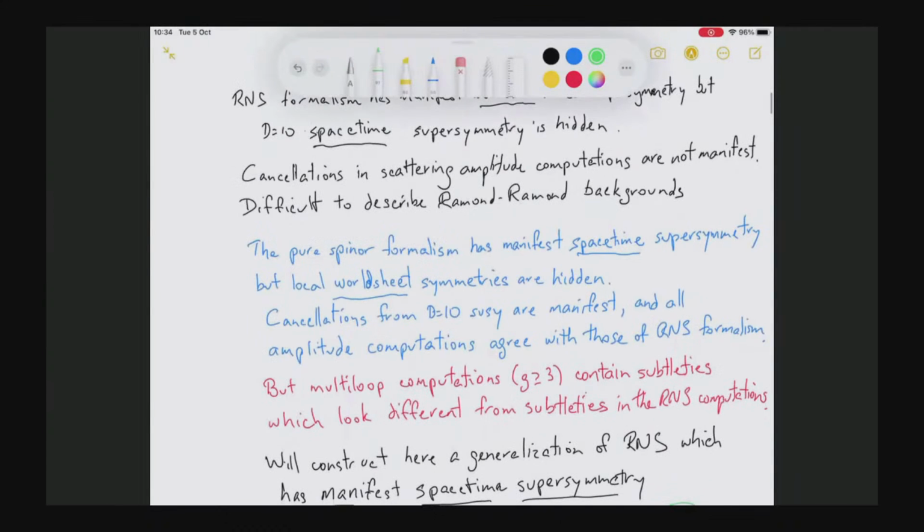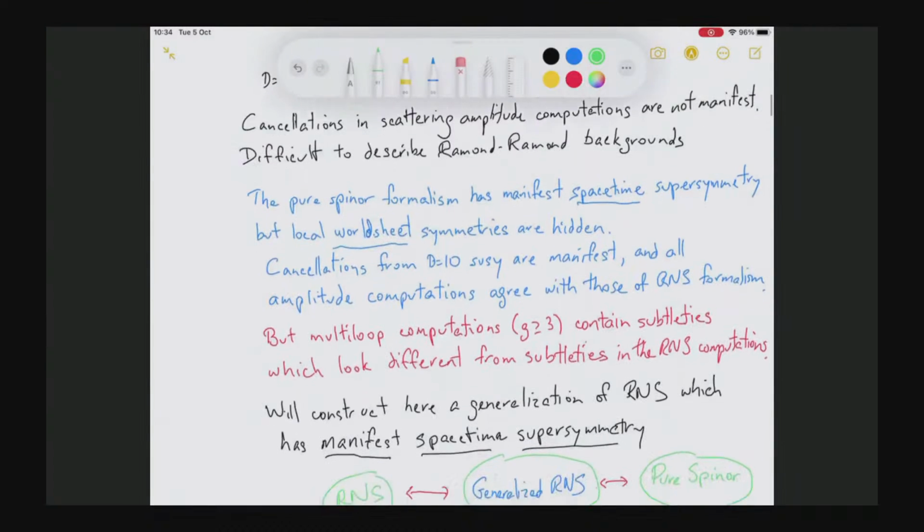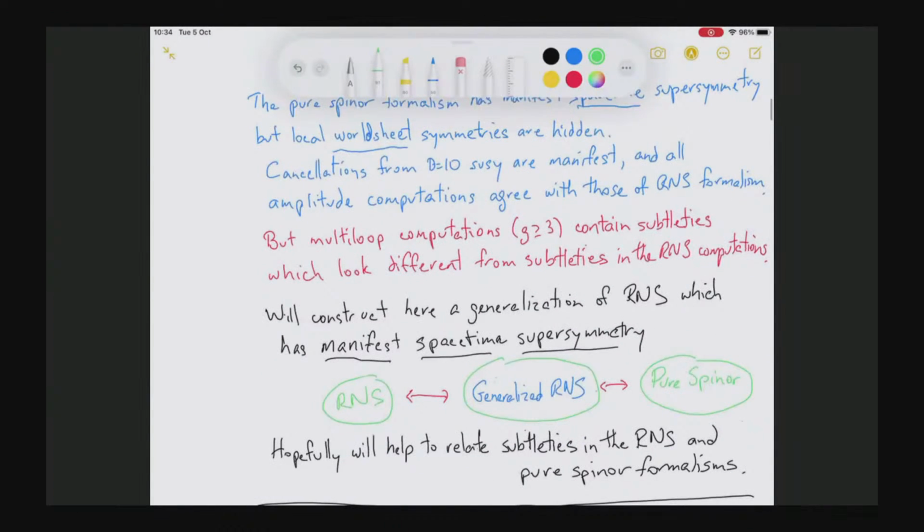So what I'm going to discuss here is a generalization of the Ramond-Neveu-Schwarz formalism, which has manifest spacetime supersymmetry. And the idea is that this generalization is going to be some intermediate formalism between the RNS and the pure spinor formalism. And hopefully it will help not only to understand better the RNS formalism, but also to understand better the pure spinor formalism and these subtleties.